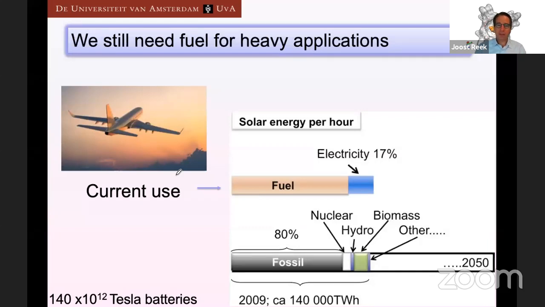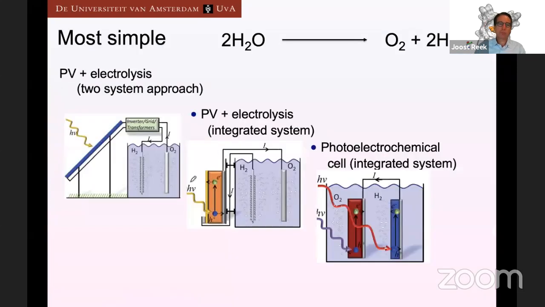fuels as an application. If you look at the current use of energy, this is the worldwide consumption of energy, and you see that more than 80% is in the form of fuel, meaning that it's very likely that fuel will be a dominant form of energy for the next, I think, 50 years at least. For that reason, it would be good to generate this energy using solar.